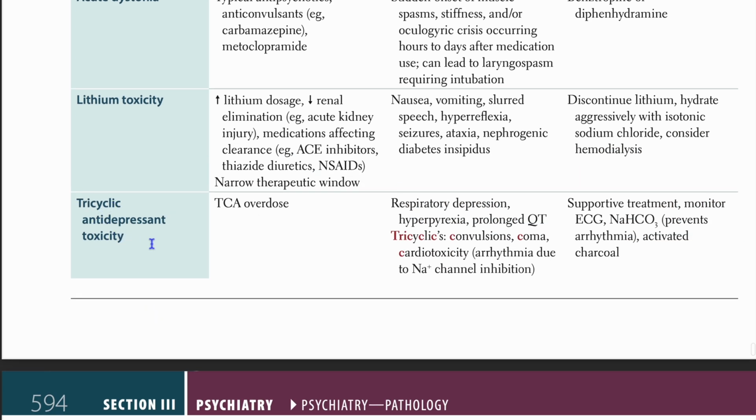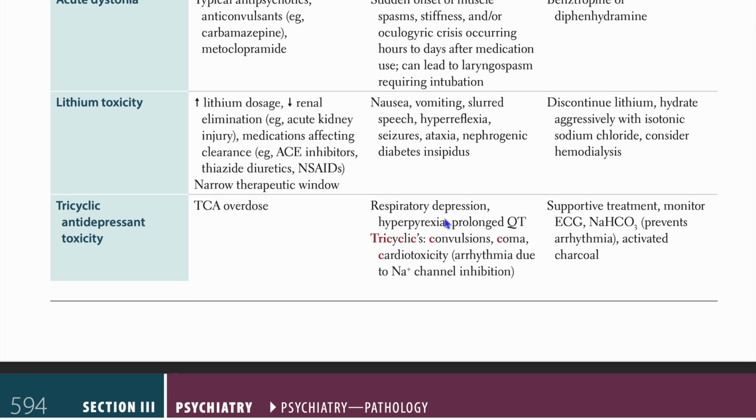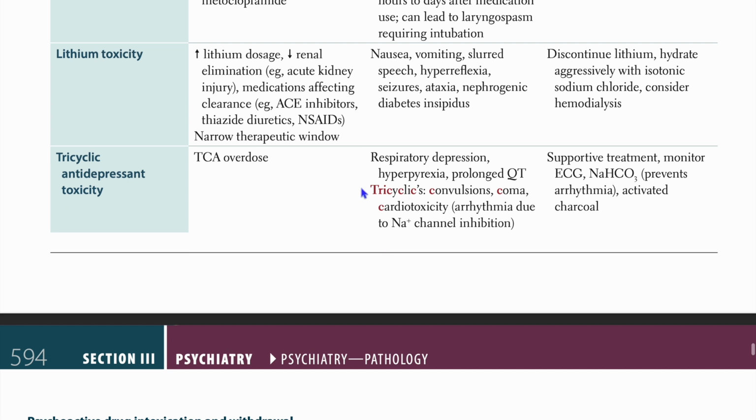Tricyclic antidepressant toxicity, so TCA overdose: respiratory depression, hyperpyrexia, prolonged QT. Tricyclics have 3 C's: convulsions, coma, and cardiotoxicity, because of arrhythmia due to sodium channel inhibition. Treatment is supportive, monitor ECG, sodium bicarbonate to prevent arrhythmia, and activated charcoal. So the 3 C's you'll see are convulsion, coma, and cardiotoxicity.